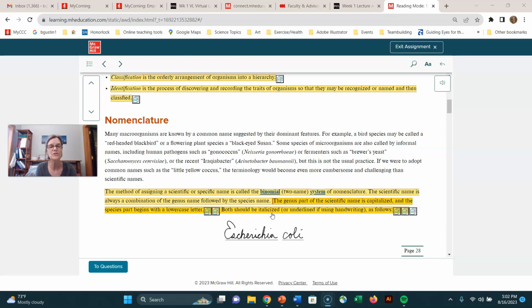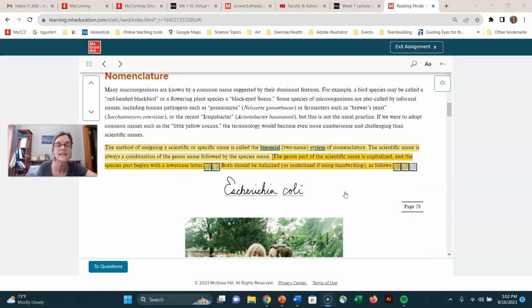Now, that doesn't mean that a rose-breasted grosbeak doesn't have a scientific name, because it does. But we tend to use the scientific names for bacteria much more frequently than we do for a lot of the things that we see day to day. And so the way that we give living organisms a name is called the binomial system of nomenclature. Binomial, two-name system of nomenclature.